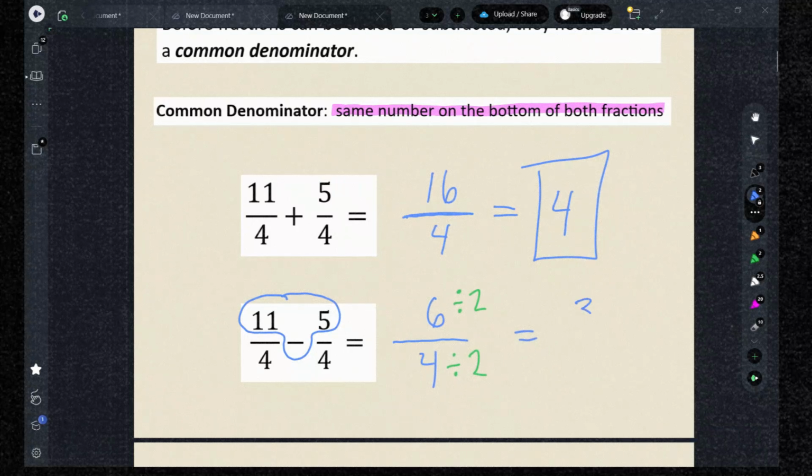6 divided by 2 is a 3. 4 divided by 2 is a 2. And this now is our final answer. That is our fraction in simplified form. Okay, let's look at some other examples.